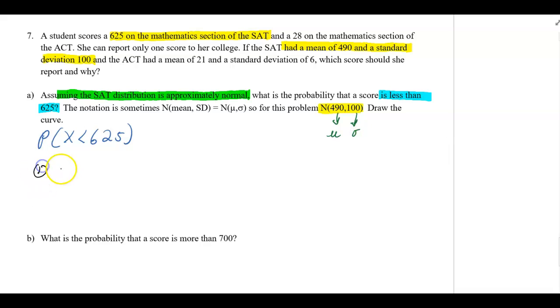So step number 1 is I'm going to calculate a z-score. So z-score, value minus mean over standard deviation. So in this case, I'm going to use 625 minus the mean, 490, and I'm going to divide by 100. Remember, I want to use parentheses. So (625 minus 490) divided by 100 is equal to 1.35.